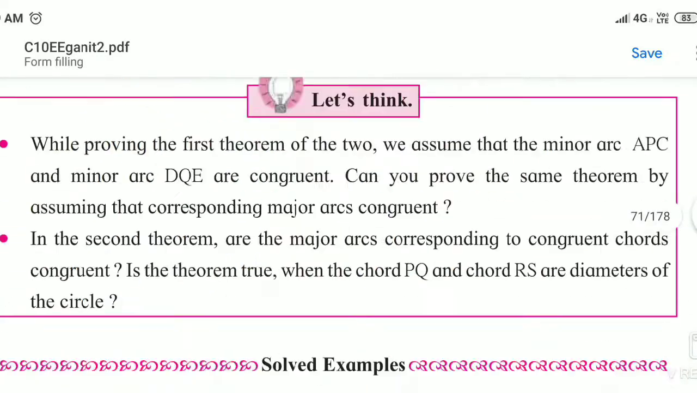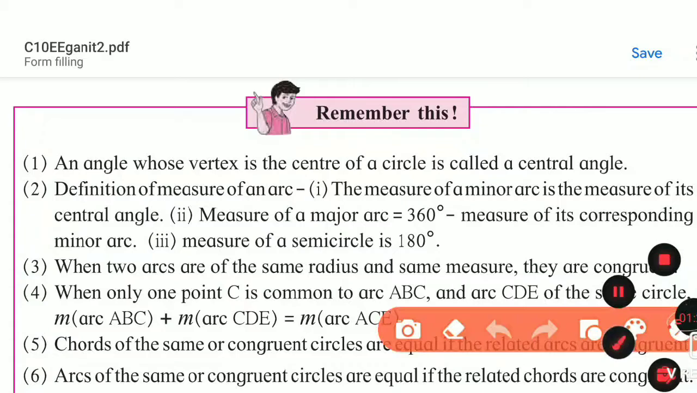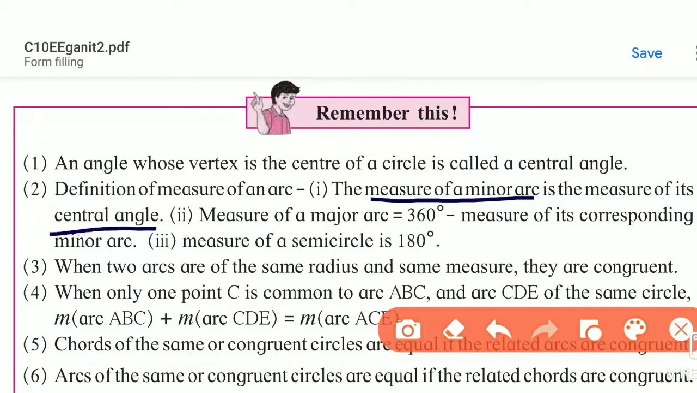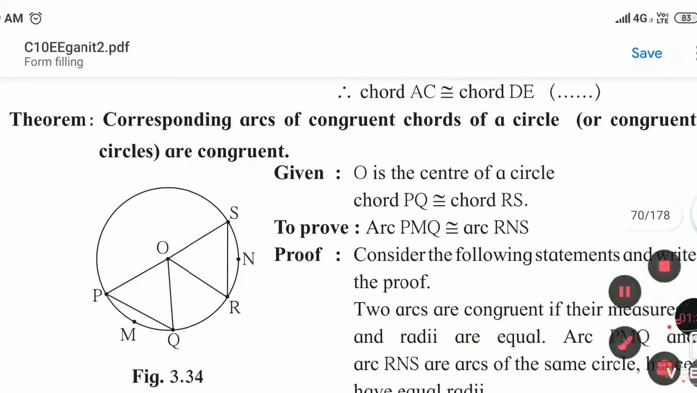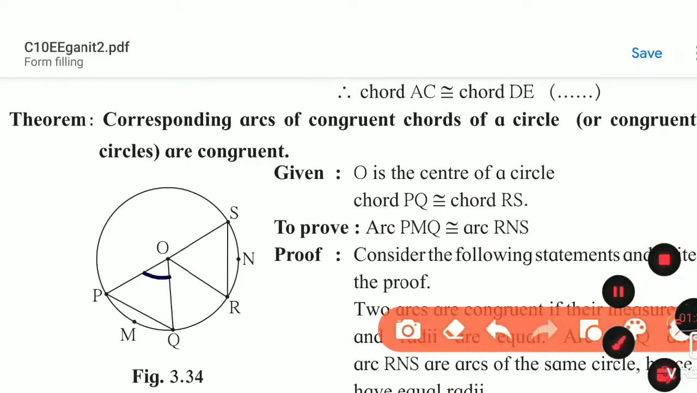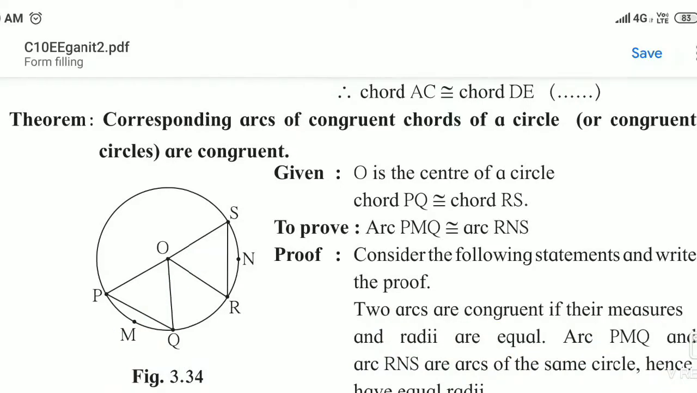Then the second point to remember is the definition of measure of an arc. The measure of a minor arc is the measure of its central angle. Means how much is the measure of minor arc? Same as the measure of the central angle. For example, suppose the measure of angle POQ is 70, then this arc's measure, that is arc PMQ, is also 70. If angle ROS is also 70, then arc RS is also 70. But this holds when the radius is the same.